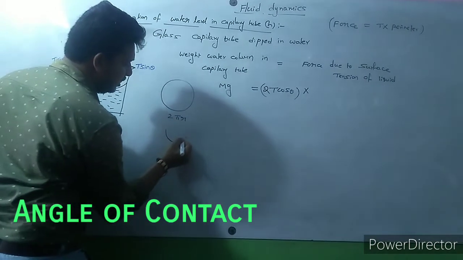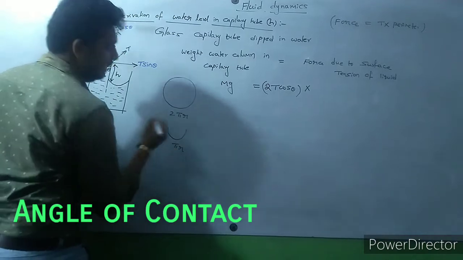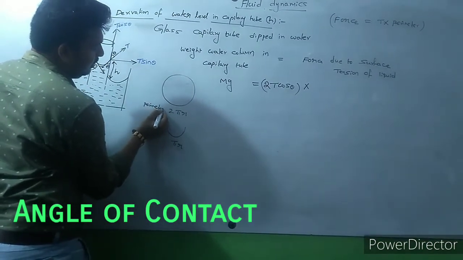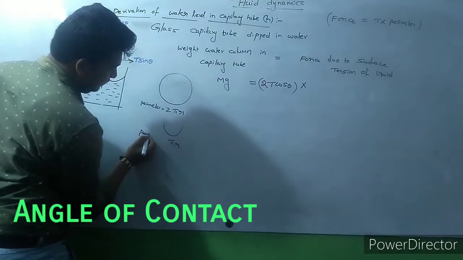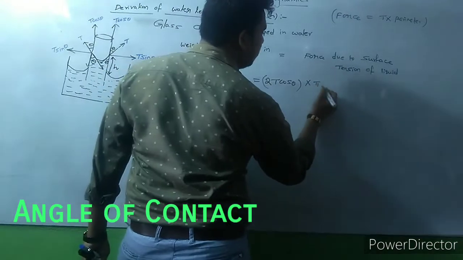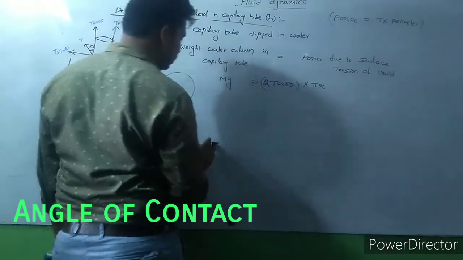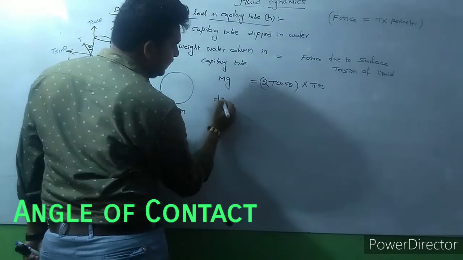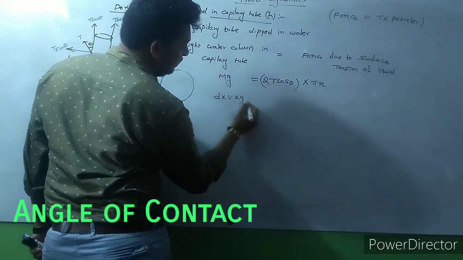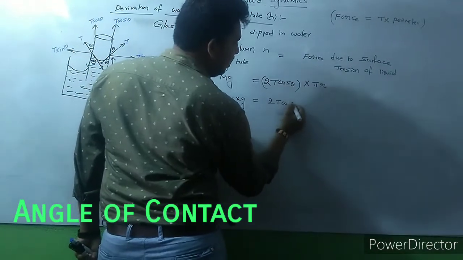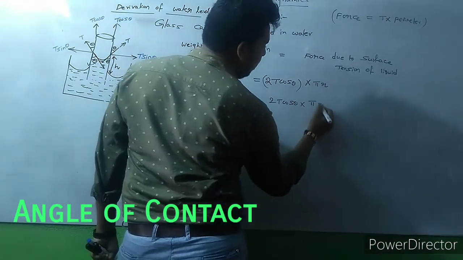But here it is like this, that means here pi r. The perimeter here is pi into r. Here m means density into volume. So density into volume into g is equal to 2T cos theta into pi into r.